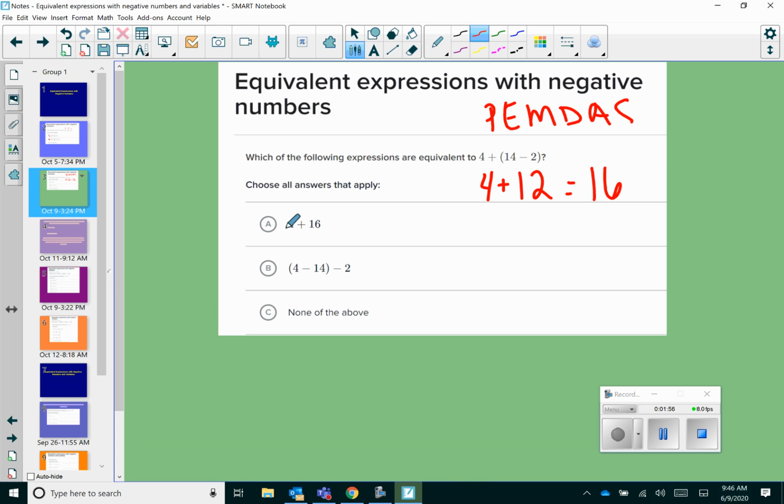Well, clearly I can see that 4 plus 16 is not going to give us that same answer. In B, I've got 4 minus 14, which would be a negative 10. And a negative 10 minus 2 clearly is negative 12, so it's not going to be B either. You could also look at it as 4 should be a positive, 14 should be a positive, and 2 should be a negative. So the correct answer here would be C.